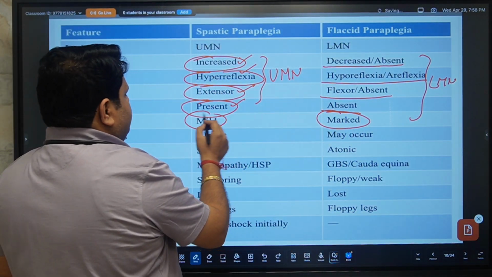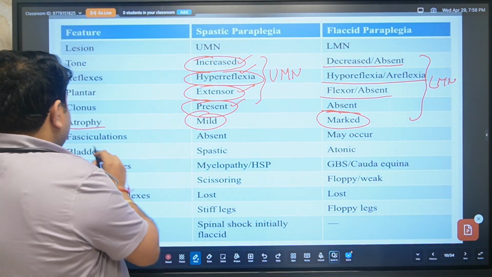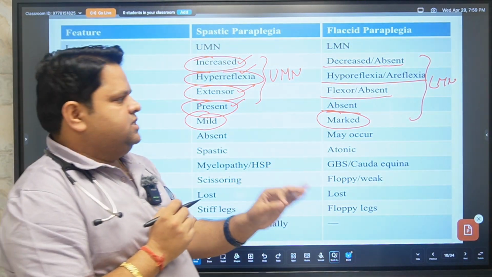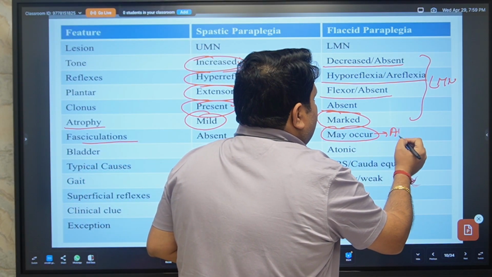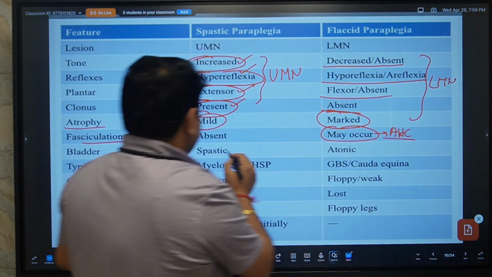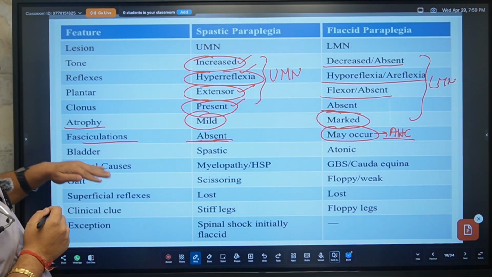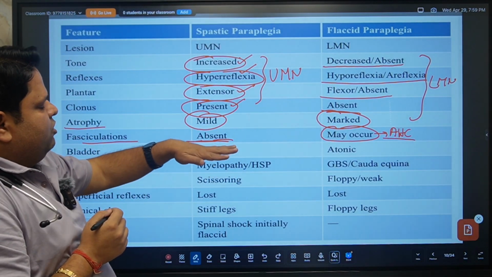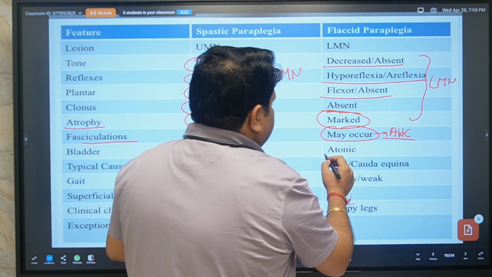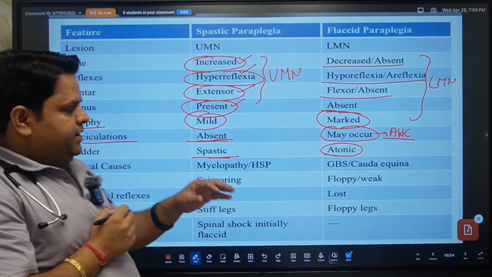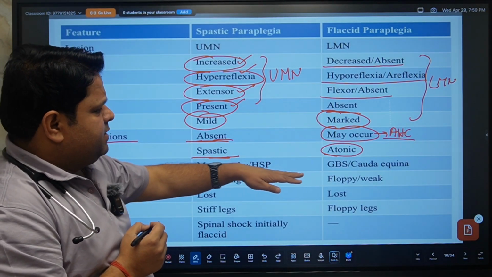In spastic paraplegia, atrophy is usually late or maybe disuse atrophy. Fasciculation. Fasciculation is a feature of LMN type of lesion, especially anterior horn cell disease. In spastic paraplegia, fasciculation is absent. Bladder involvement. Bladder involvement in spastic paraplegia is the spastic type of bladder, and in flaccid paraplegia there is an atonic type of bladder. Typical causes are myelopathy or hereditary spastic paraplegia.